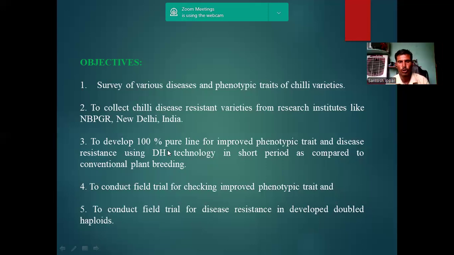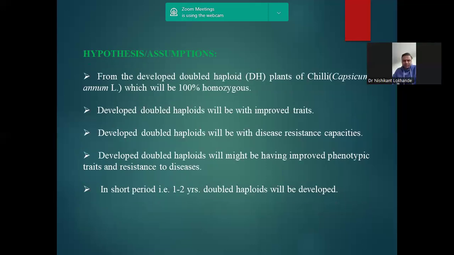Just 4 to 5 days ago, I contacted one lady in Hyderabad because I have faced some problems during the germination of seeds that I procured from them. Okay, no problem.